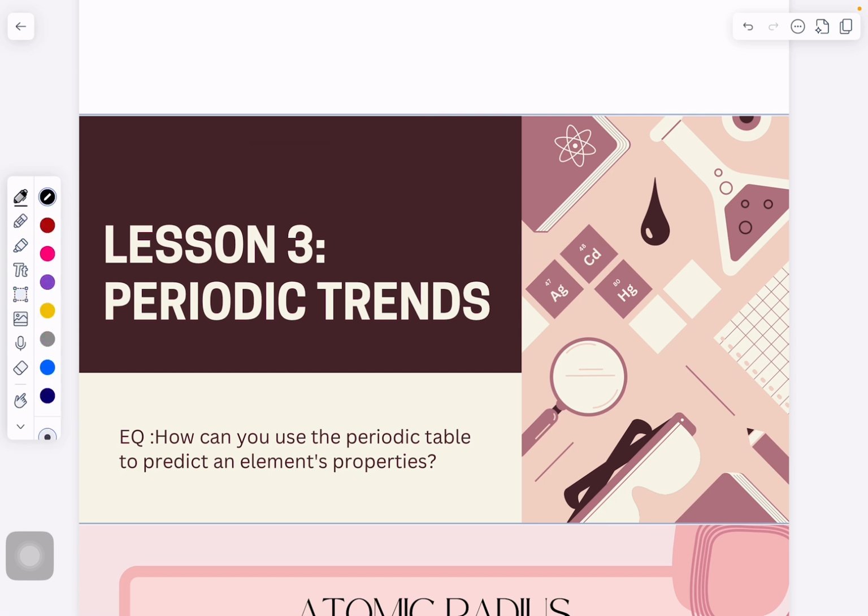The next thing you're going to do is write down that essential question. Your essential question is, how can you use the periodic table to predict an element's properties? That's important because you're going to notice that certain elements follow specific trends on the periodic table. Now, let's review a little bit of what these trends are and where things are located in the periodic table.